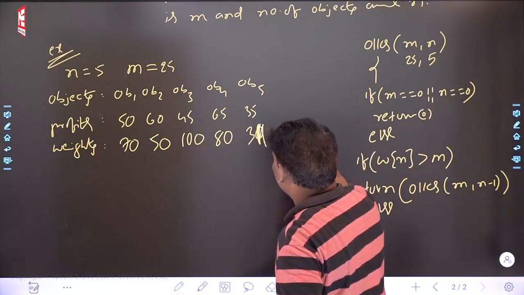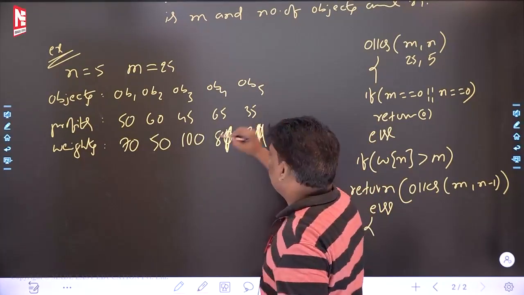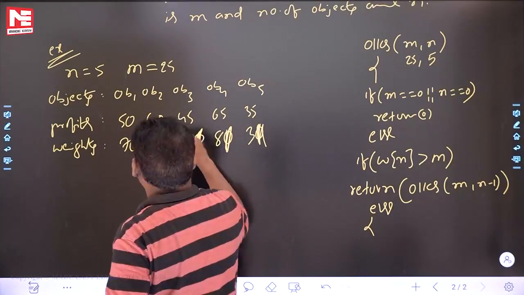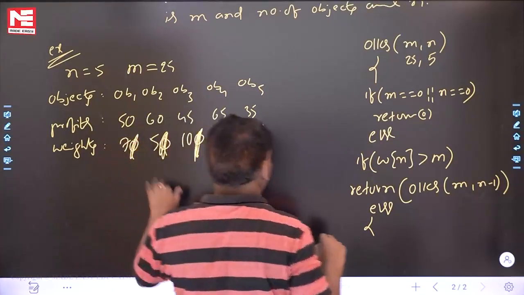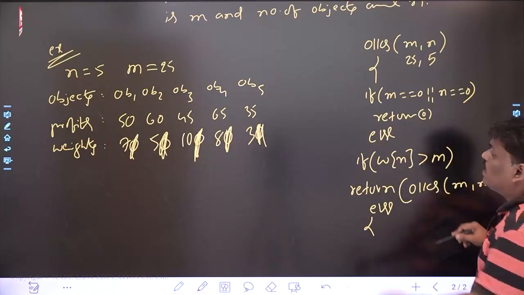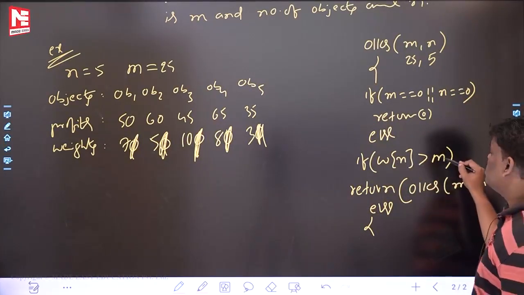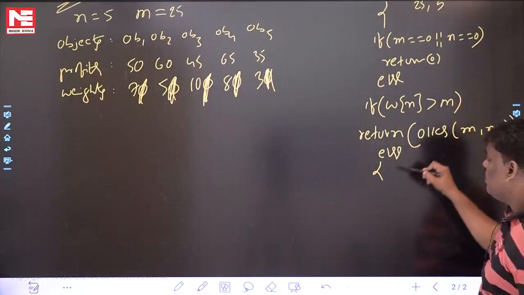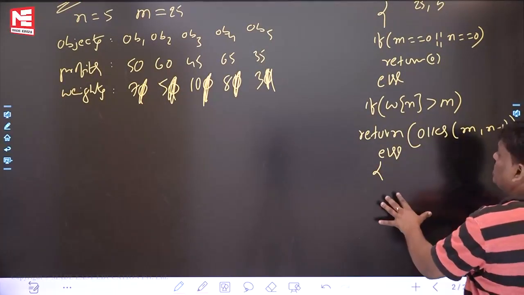Suppose assume that it is not 30. It is 3, it is 8, it is 10, it is 5, it is 70. Assume that this is the thing. Then what is the answer? 25 comma 5. Let me ask. Any one 0? No. What is the weight of the 5th object? 3. Is 3 more than capacity? No. What does it mean? You came to the else part.